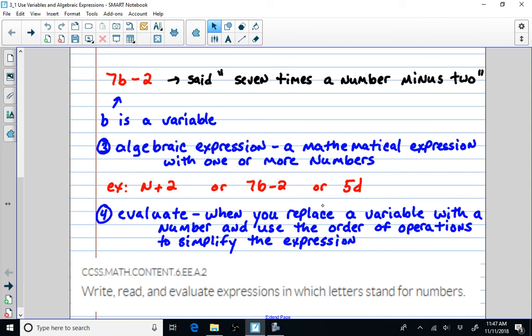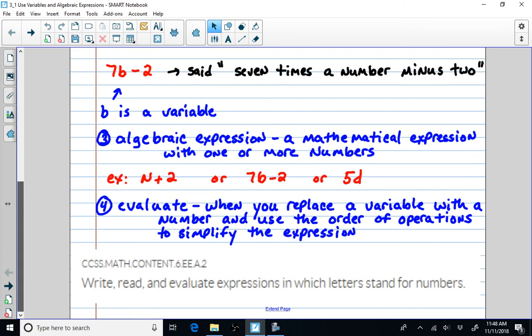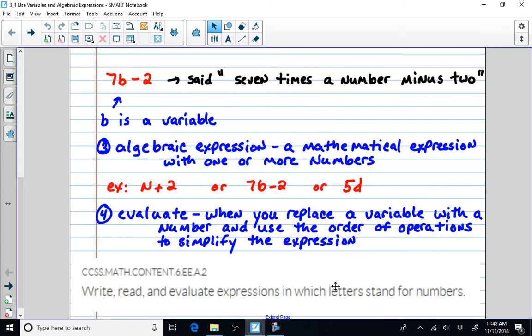Please take note that expressions do not have equal signs, right? None of these expressions have equal signs. Equations have equal signs. Well, what does it mean to evaluate an expression? That's when you replace a variable with a number and you use the order of operations to simplify the expression. The standard here today is 6.EE.2: read, write, and evaluate expressions in which letters stand for numbers.